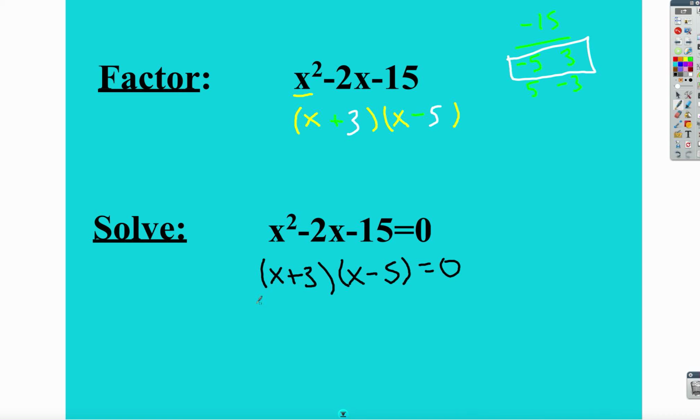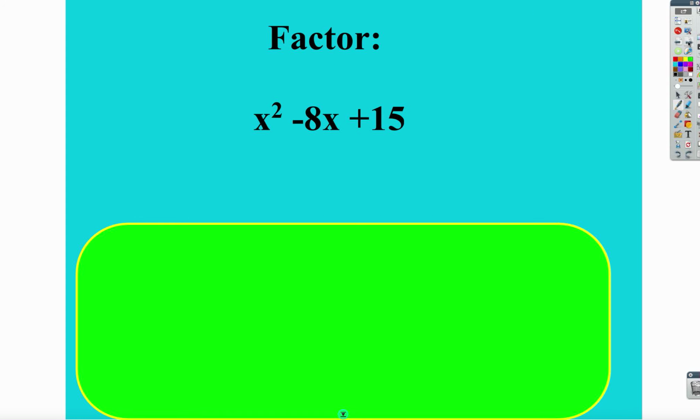So I'd set x plus 3 equals 0. I would set x minus 5 equal to 0. When you solve both of those, you're going to get negative 3 and positive 5. And then that would be your solution set. So this time, my solution, since it's an equation, I'm going to get numerical values like this versus binomials when I'm just factoring. Okay, so here's another one.